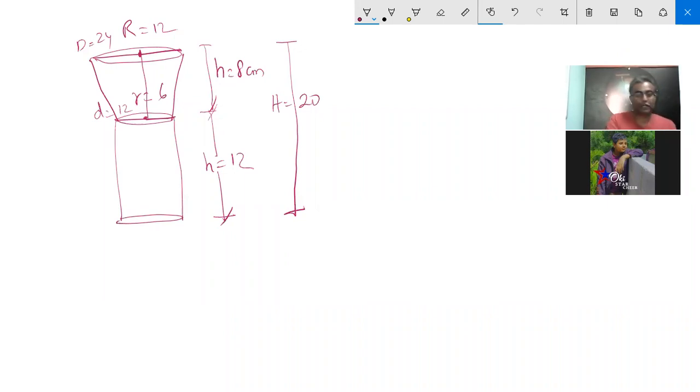Find the outer surface area of the funnel. The whole thing you have to find out. Now we will have to split it into two. This is 2 pi r h. You should not find out this area because it is open. Outer surface area of the funnel: 2 pi r h is one part. So this is CSA 1. Then you have to find out CSA 2 of the funnel.